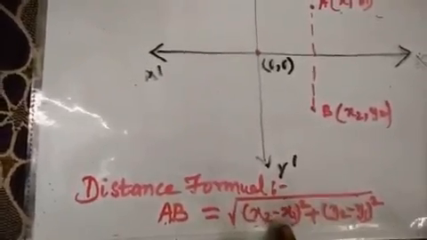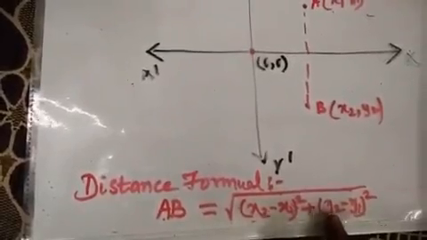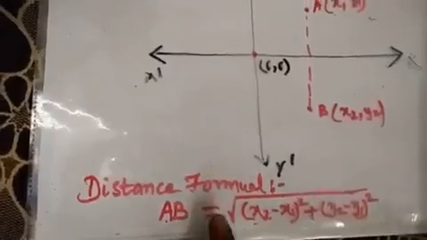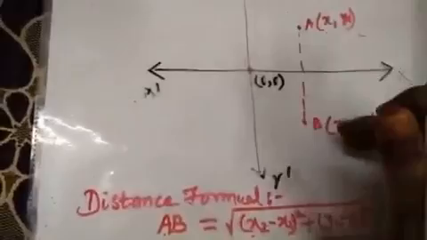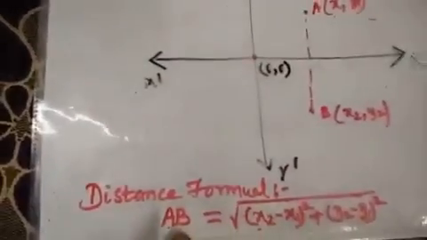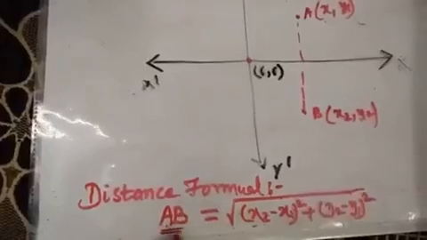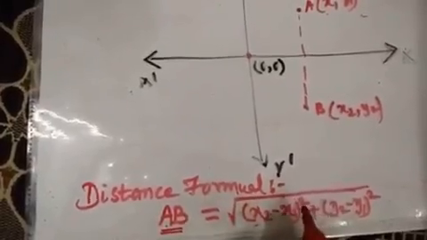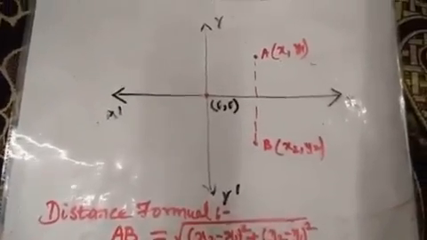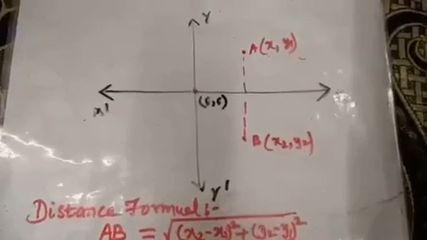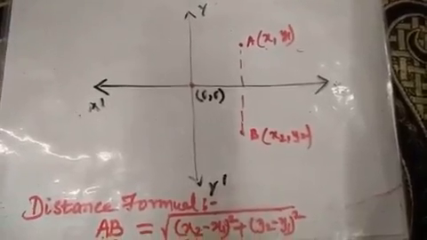So x2 minus x1 whole square plus y2 minus y1 whole square under the square root. And how to write AB? For example, if the points' names are C and D, what will you write here? CD. This shows that the distance from C to D is so and so. So this is our distance formula. Now based on this formula, we will be starting our exercise 7.1, and I'll show you how to calculate using this.